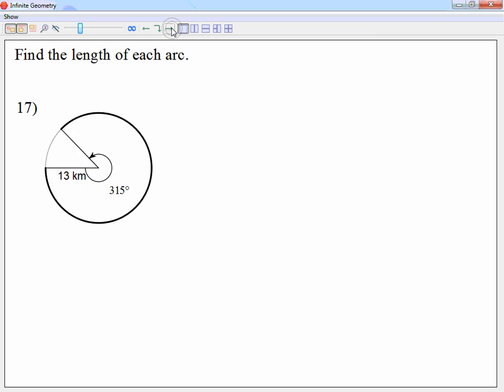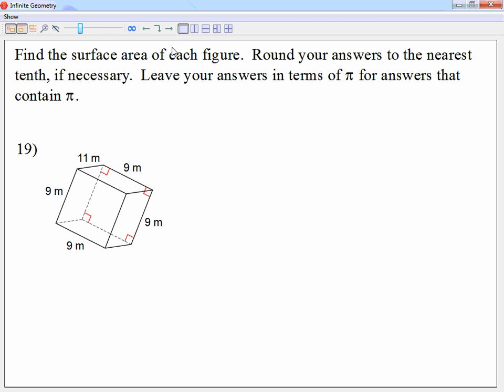Now looking at number 19, I know this one kind of gave us a little hard time. Find the surface area of each figure. Round your answer to the nearest tenth if necessary. When we're looking at decimals, tenth sounds like 10, and 10 has 1 zero, so 1 decimal place. When we get asked for hundredths, 100 has 2 zeros, so 2 decimal places. So in this case, 1 decimal place.